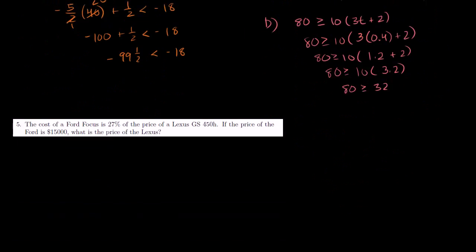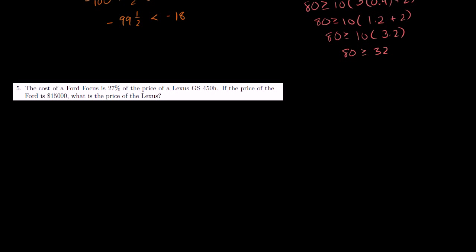Problem 5. The cost of a Ford Focus is 27% of the price of a Lexus GS 450h. All right, if the price of a Ford is $15,000, what is the price of the Lexus? So they tell us that the Ford is equal to 27% of the price of the Lexus, is equal to 0.27 times the price of a Lexus. I'll just write out the words there. So the Ford we know is $15,000.